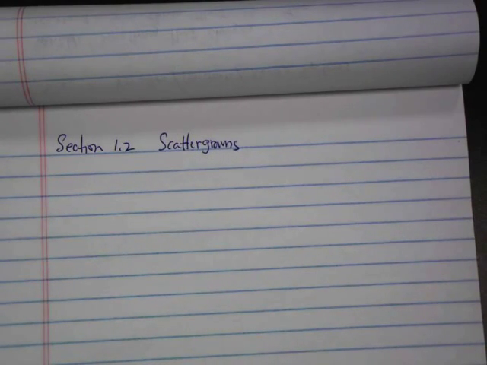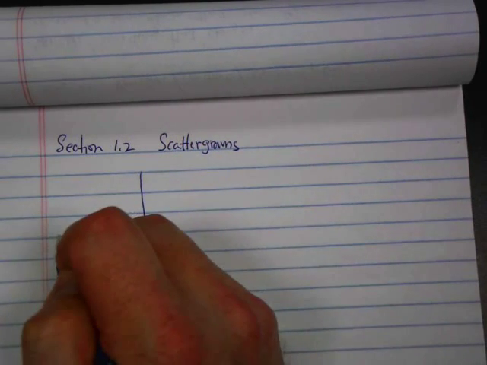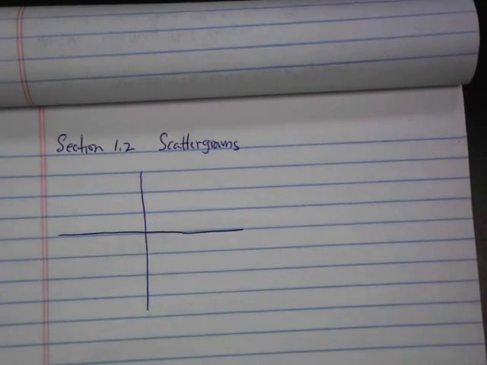In section 1.1, we did a little bit with graphing on number lines. In section 1.2, we're going to talk about graphing in the Cartesian coordinate system. That sounds fancy. Anybody know what the Cartesian coordinate system is? You know what it is, you just didn't know the name for it. The Cartesian coordinate system looks like that.